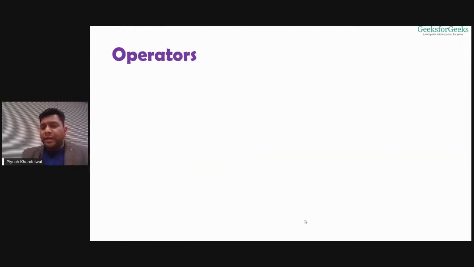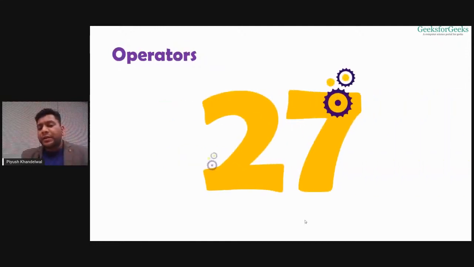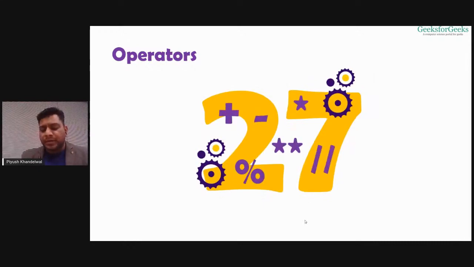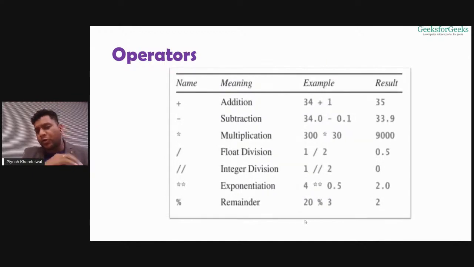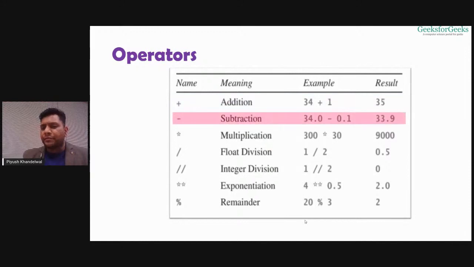Now, when we have numbers, we have different types of operators also. We can use these operators to perform some operations on these numbers. We have addition, we have multiplication, we have subtraction, division, modulus operator. So we'll look at them one by one, right? First, we have addition operator. We know how we use addition operator. We use addition operator to add two numbers. Then we have subtraction. We also know that subtraction is used to subtract one number from another number, right?